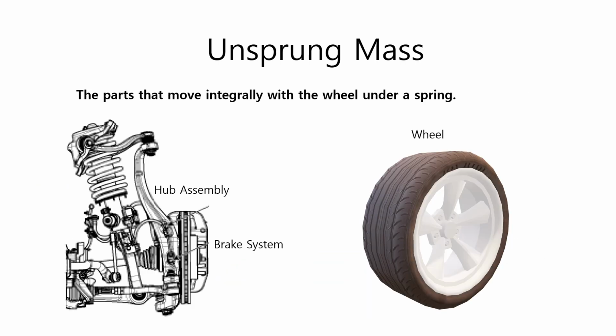The unsprung masses are the parts that move as one unit with the wheel under the spring. These include the hub assembly, the braking system, the tires, and the wheel rim. If the unsprung mass is too large compared to the sprung mass, the road contact performance will be poor and there will be problems with turning, acceleration, and braking.